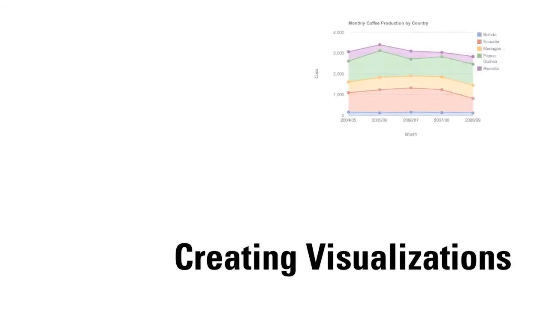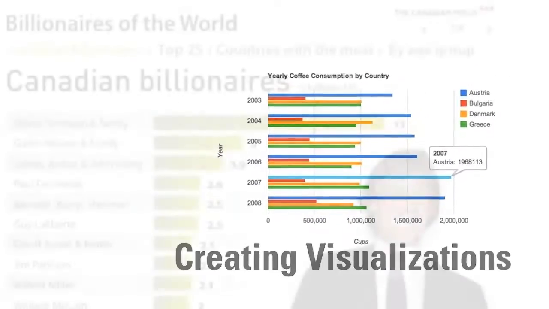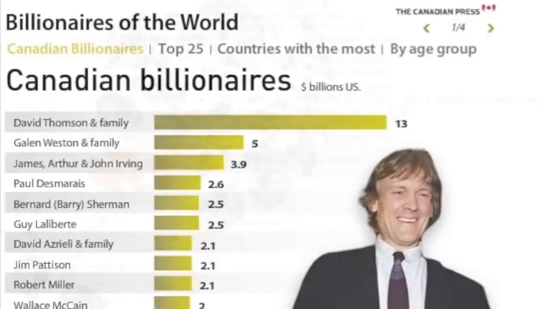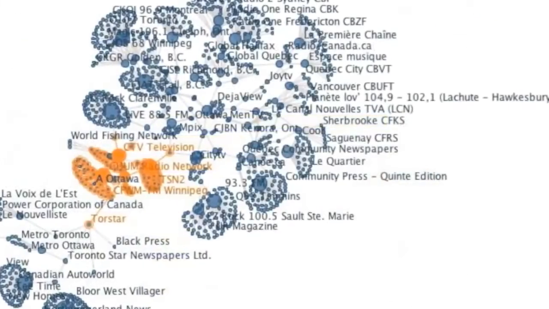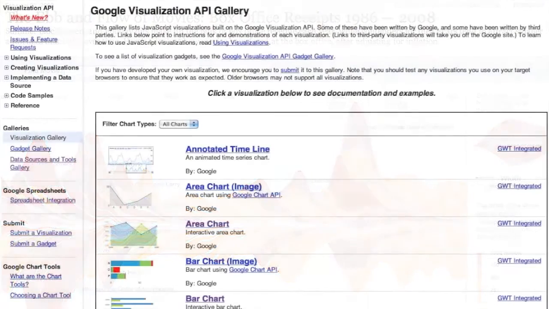Hello, my name is Tim Currie, and I'm going to talk about using Google visualization tools to create simple visualizations online. In Chapter 20 of The New Journalist, I talked about using visualizations to tell stories. The ones produced by the New York Times and the Globe and Mail can be quite complex, but Google provides good tools for creating professional visualizations that are easy to make.